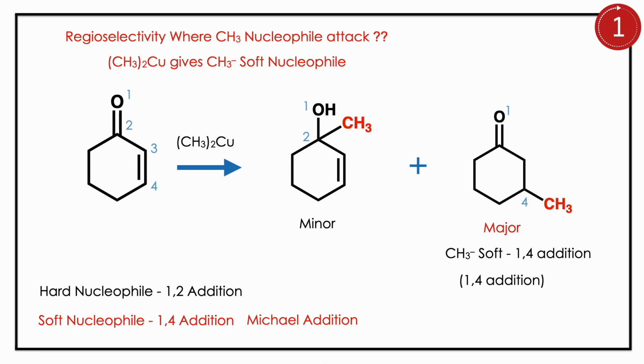The concept you have to learn here is whenever you see a conjugated ketone, you should apply regioselective addition, which is called Michael addition.